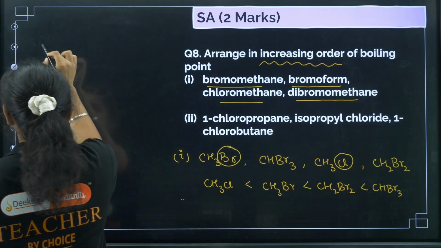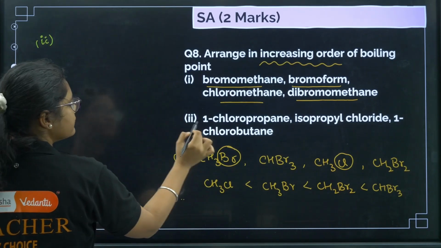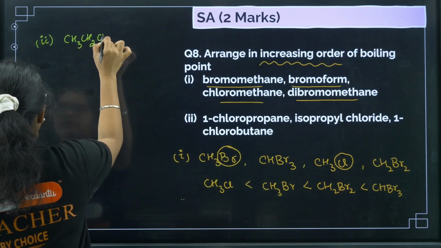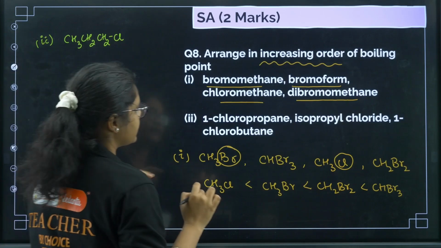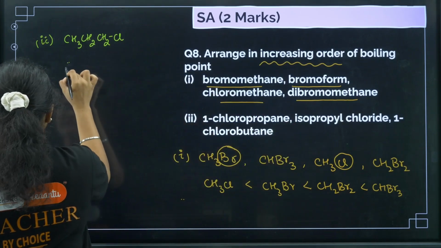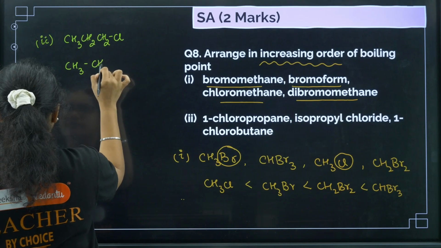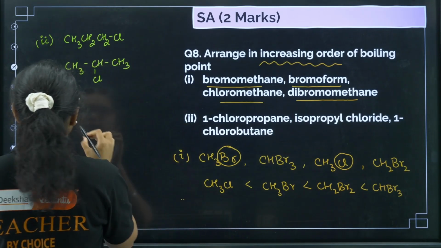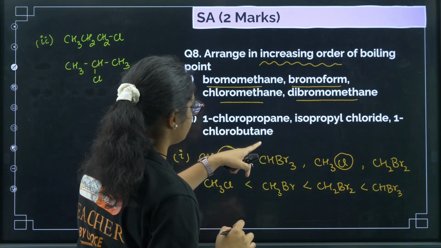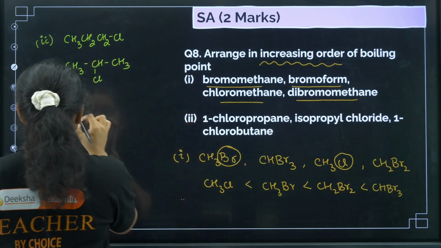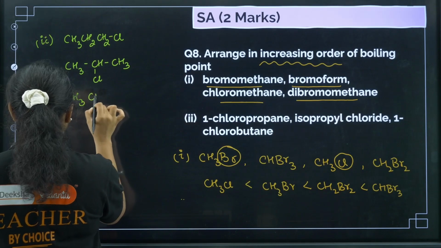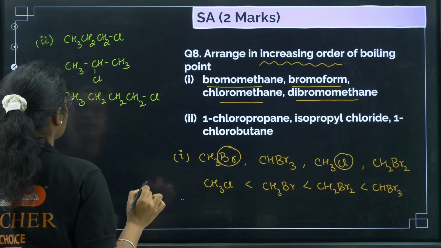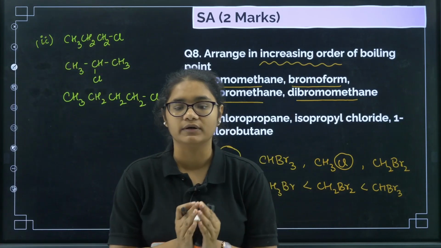Okay, so we need to draw the structures. Let me do the second question here. First one is 1-chloropropane. So we have CH3, CH2, CH2Cl. Next, isopropyl chloride, CH3, CH, CH3, with Cl. Next, 1-chlorobutane, CH3, CH2, CH2, CH2Cl. Okay, so now you see the first 2 compounds are having only 3 carbons, right?